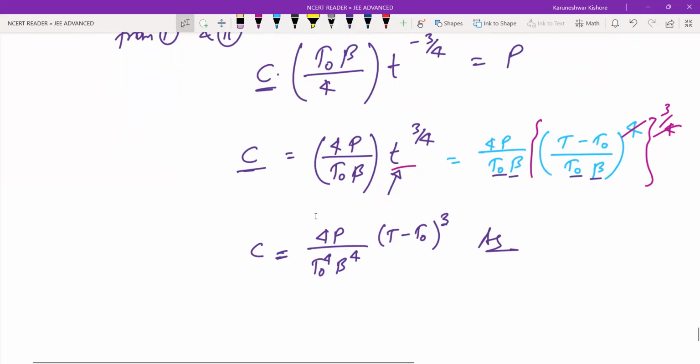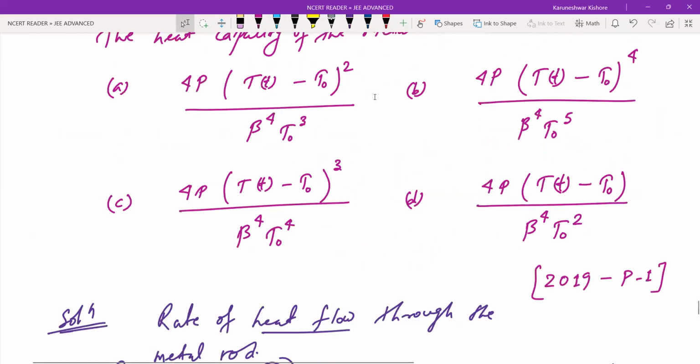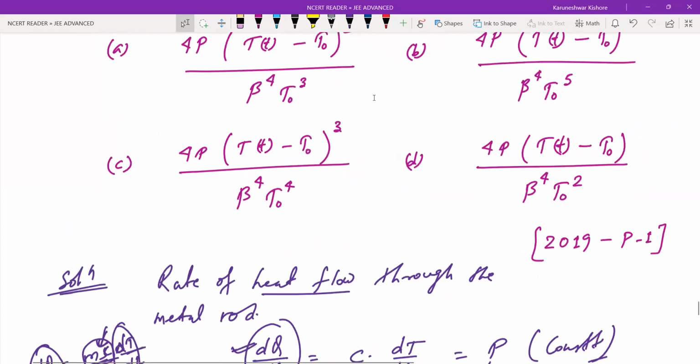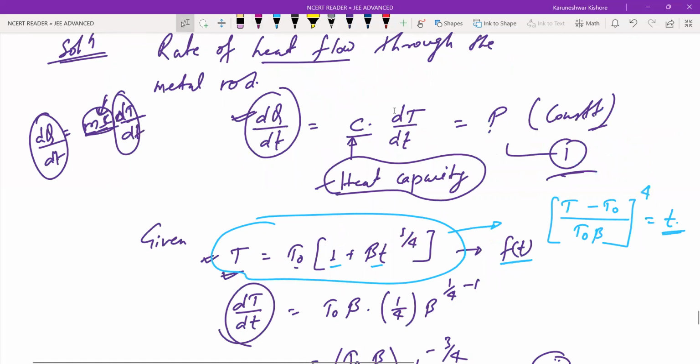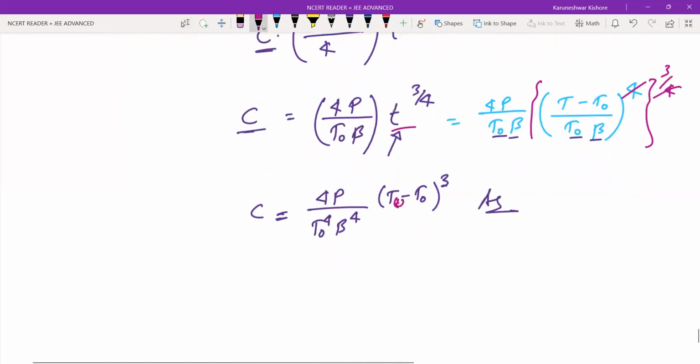This T is actually the T given to us here. This T is time, a function of T, and then we have T naught, and then it is overall whole cube. Then we can check which option it is matching, and that will be the result. You can say C, 4p beta. So option C we are having here, and that will be the result. So the answer is option number C.